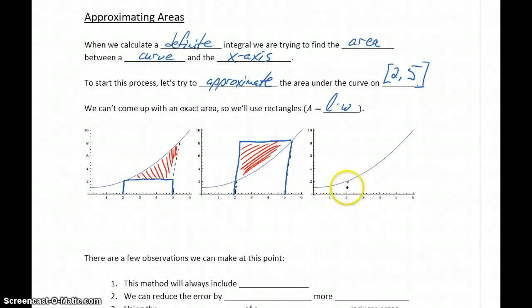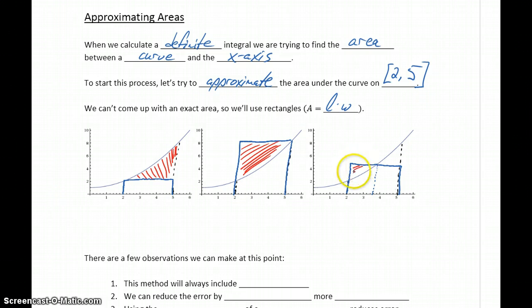A third tactic would be to use the midpoint of our interval as the basis for setting up that rectangle. The midpoint between 2 and 5 would be about 3.5. So instead of drawing our rectangle up from the left endpoint or right endpoint, we would draw it up from the center until we hit our function value. And then we could, again, close off this rectangle.